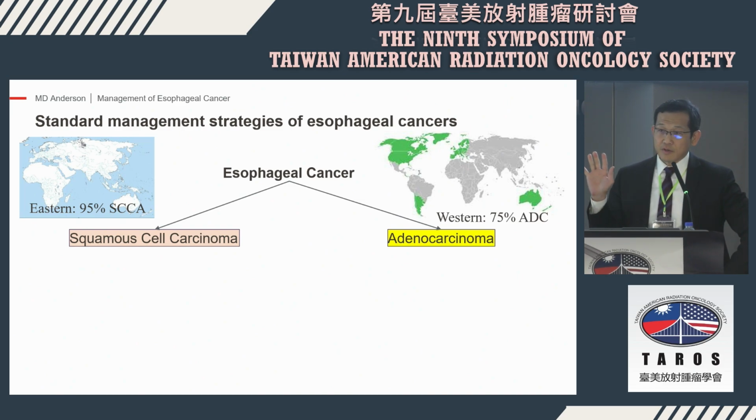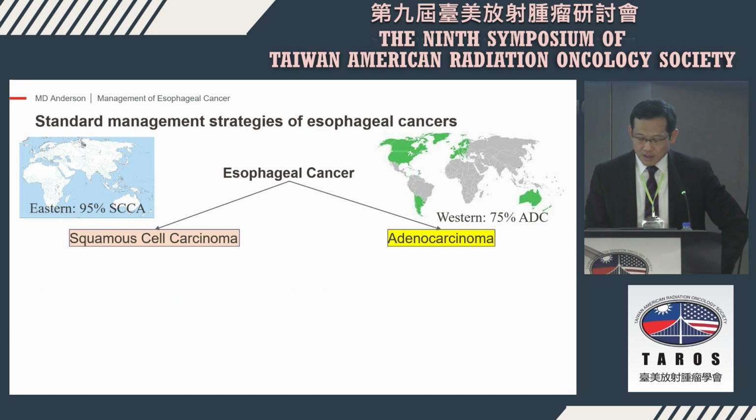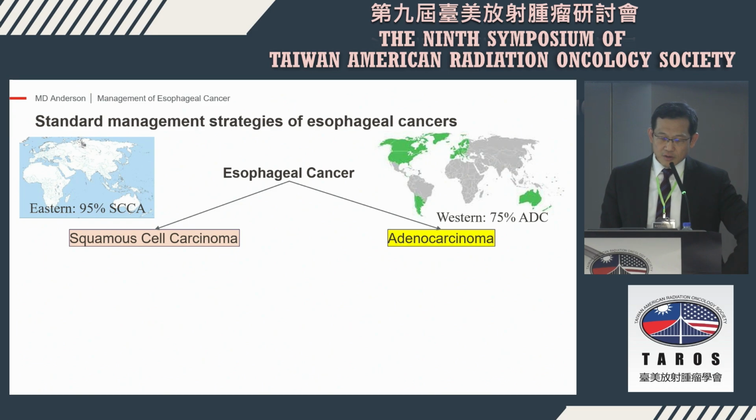Of course, as you know, the global geographic distribution of squamous versus adeno is quite different. Mostly here in the eastern part of the Earth, in the hemisphere, 95% are usually squamous cell carcinomas, and in the West, 75% are adenocarcinoma. The management is somewhat similar in a sense.